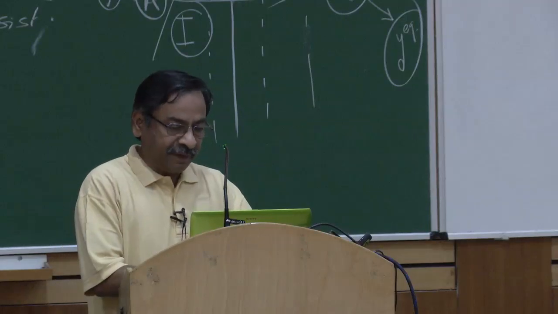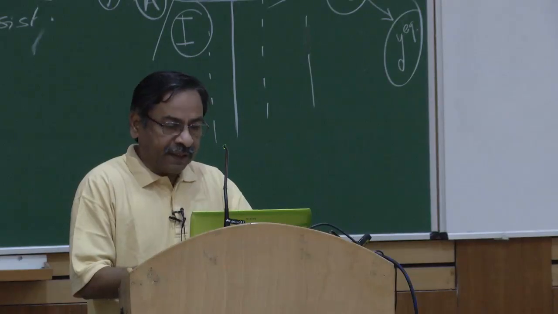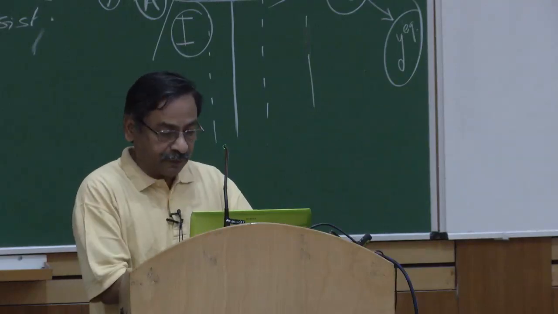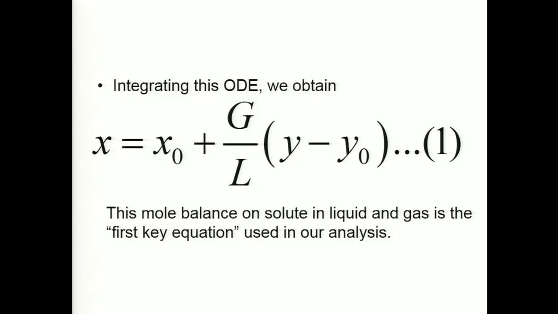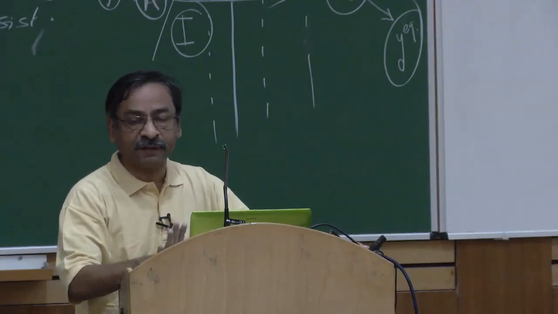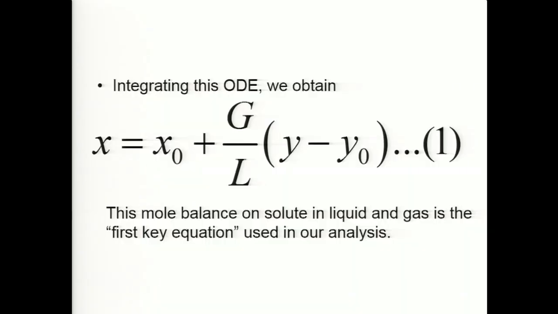So, in principle, I can substitute for X from the material balance over delta Z. This was what we had got. Equation 1 is the relation between X and Y, and this has come from the differential balance of the total solute within the gas phase and liquid phase in height delta Z. That gave us this relationship, and therefore, this is coming from mass balance. This is a statement of material balance. We will name it shortly, but this gives us a relation between X and Y.